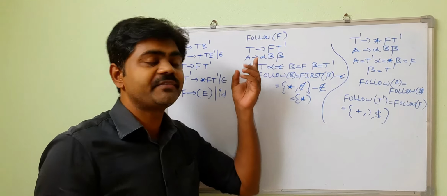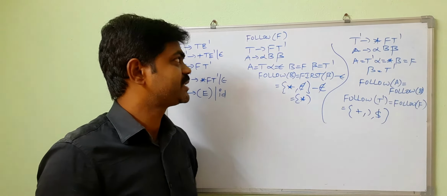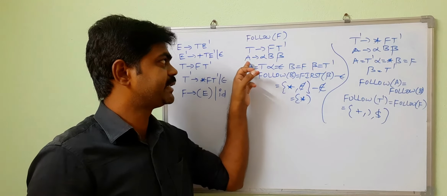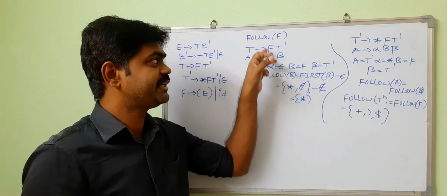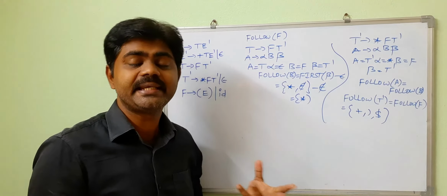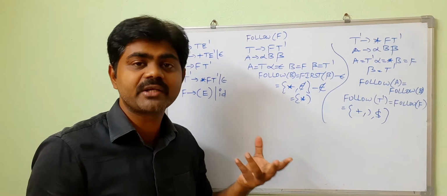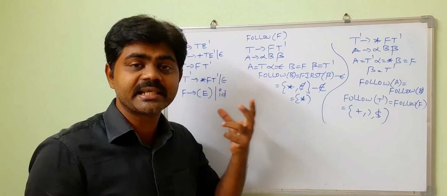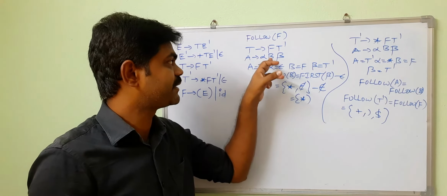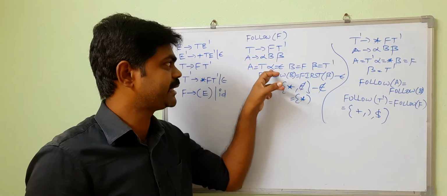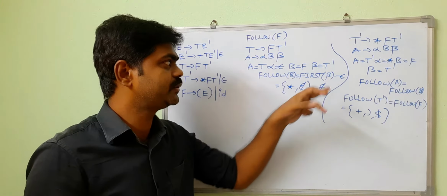So finally we are left with follow of B. T tends to FT'. So A tends to alpha B beta. We are finding for F. After F we have T', so that means after F we have a non-terminal. That's the reason here alpha becomes epsilon. So A equal to T, alpha equal to epsilon, B equal to F, beta equal to T'.